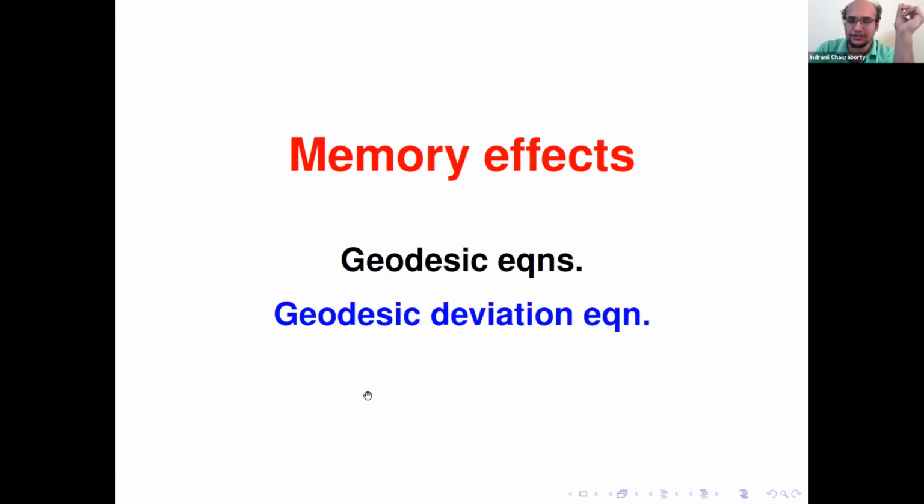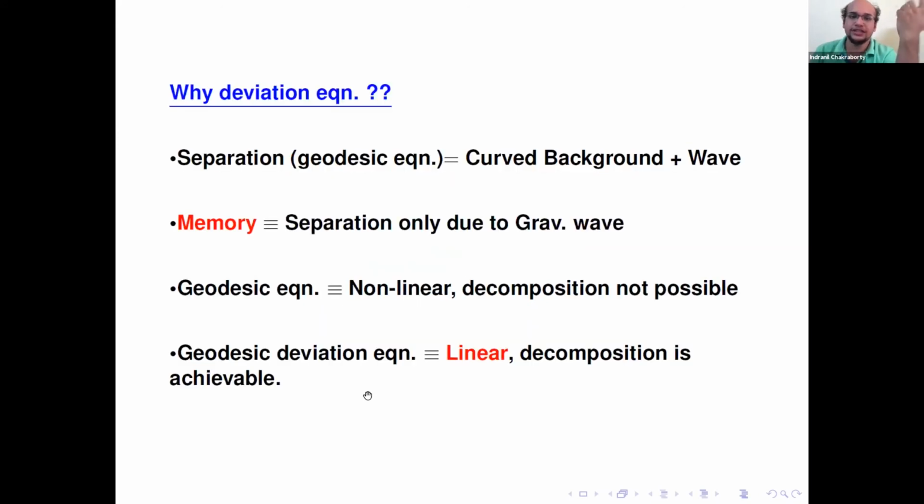Okay, so now the last part, using geodesic deviation, we'll understand the memory effect. So why the deviation equation? Is the geodesic memory effect not sufficient? No, because the separation from the geodesic equation comes from both contributions. It is a contribution from the curved background as well as from the wave. But traditionally, the memory is defined as the separation only due to the gravitational wave. But the geodesic equation being nonlinear, this decomposition is not possible. The geodesic deviation, by virtue of being linear, makes this decomposition achievable.